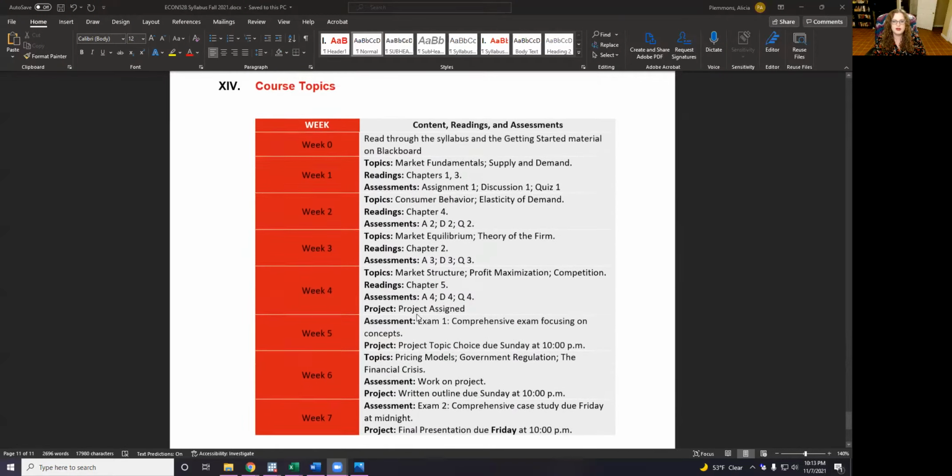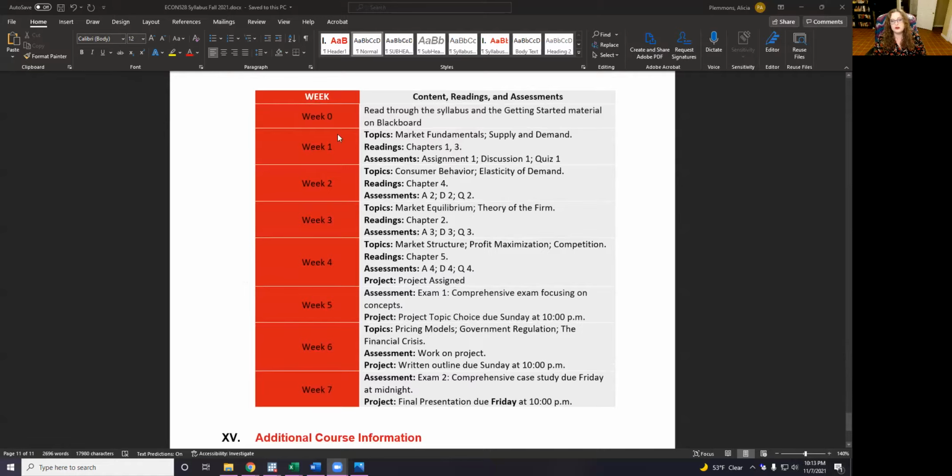Then we need to think about what's happening in the upcoming week. So let me actually go back to the syllabus and let's talk about one thing real fast. So we know that this is a 7-week course. We're already here at week 3 where we're talking about market equilibrium and the theory of the firm. Next week, we start talking about market structure, profit maximization, and competition. That's where things are going to start to change.